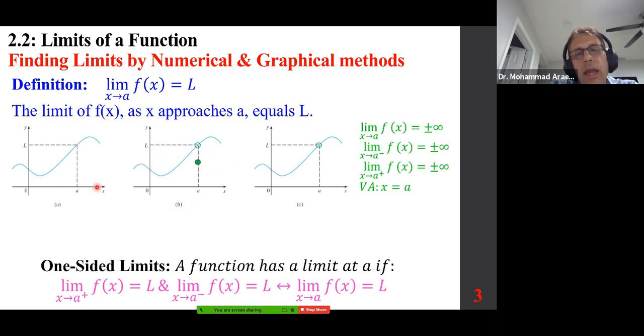Okay. And in part C, there is a hole here. There is no solid point. I don't even know what f of a is. It's not defined. It's not given to us.